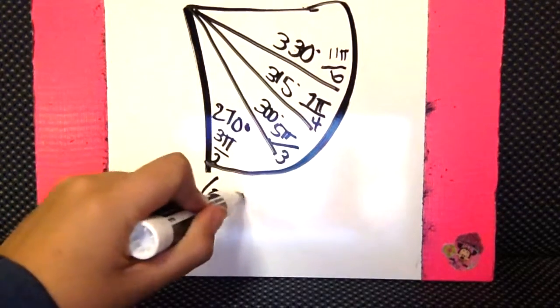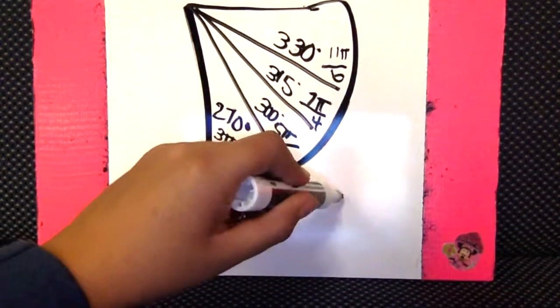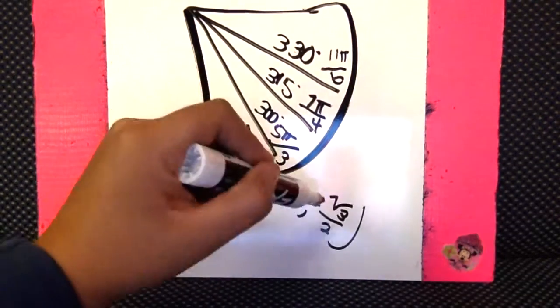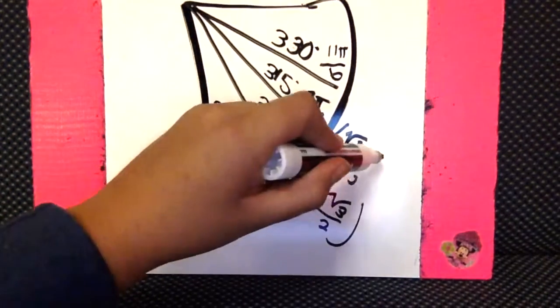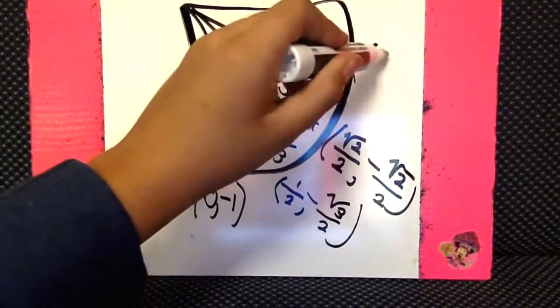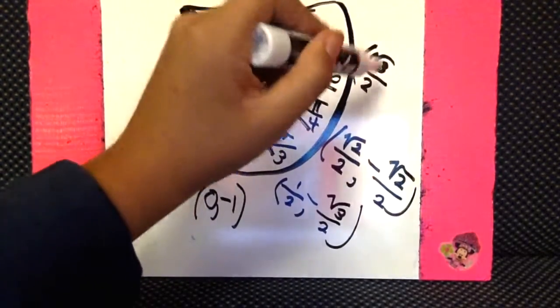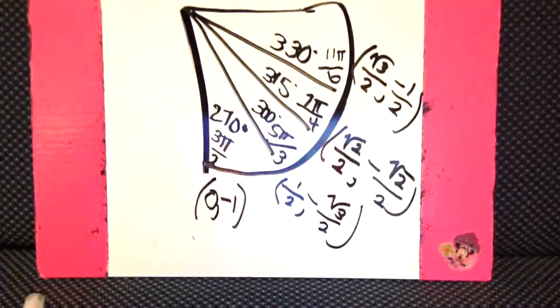I also have x and y coordinates, x being positive and y being negative, and those include 0, negative 1, 1/2, negative square root of 3 over 2, square root of 2 over 2, and negative square root of 2 over 2, and the last but not least, square root of 3 over 2 and negative 1/2.